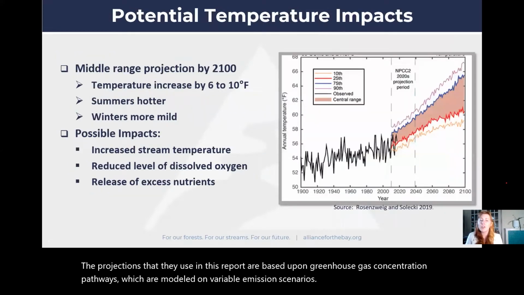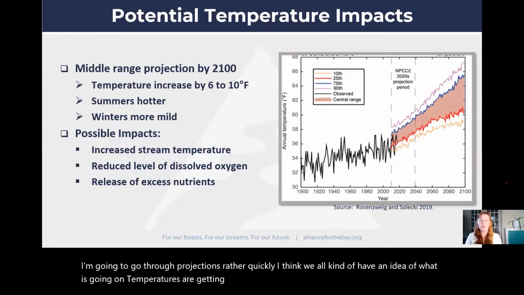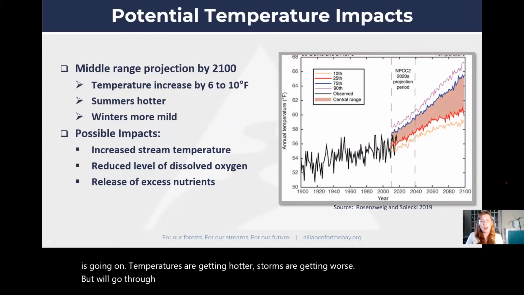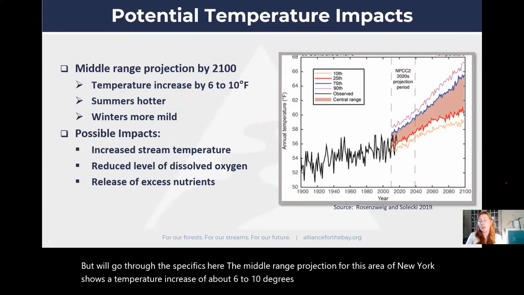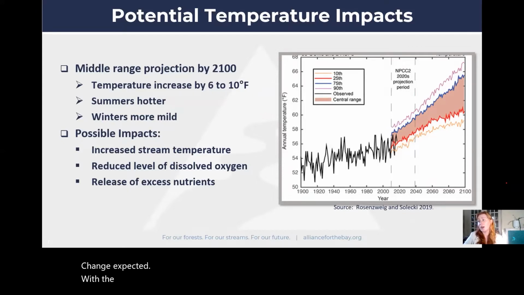I'm going to go through projections rather quickly. I think we all kind of have an idea of what is going on. Temperatures are getting hotter, storms are getting worse, but we'll go through the specifics here. The middle range projection for this area of New York shows a temperature increase of about 6 to 10 degrees Fahrenheit by the year 2100. You can see in the graph here the projection period and the percentile change expected, with the 10th being that gold line on the bottom and the 90th percentile being the purple on the top.